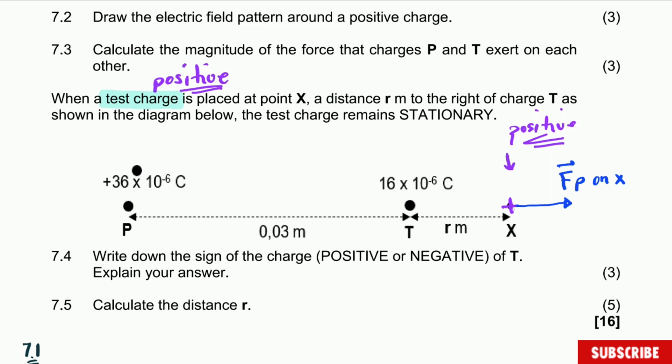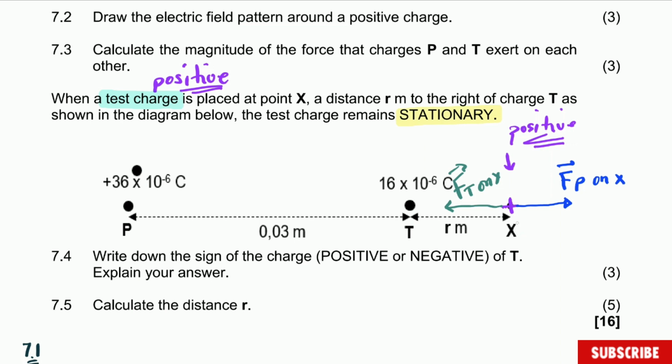Why is it to the right? Is positive and positive. Now they say that X is not moving, it's stationary, and they wrote it in capital letters, that the charge is stationary. So if T was positive, it would also be pushing this charge to the right, and eventually the charge will have to move to the right. So for the charge not to move, there must be a force pulling it to the left, and that is going to be due to T. So for this charge not to move, there must be a force of equal magnitude to the force P on X, and this force must be the force from T on X, which is to the left.